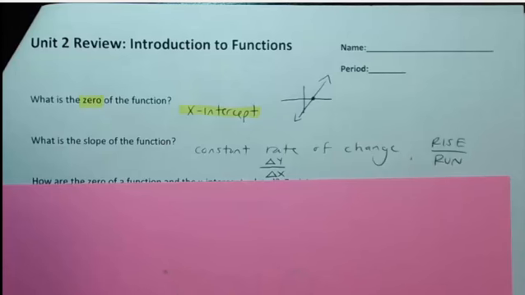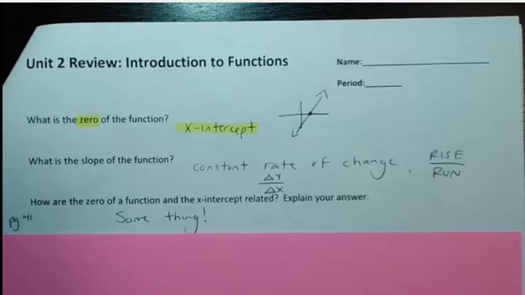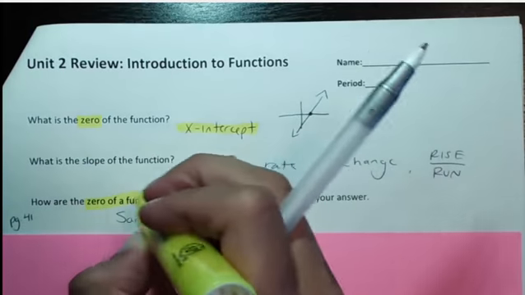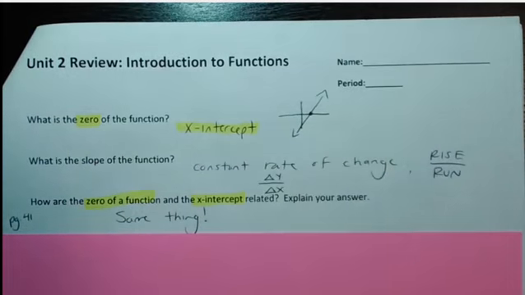Okay, this goes along with this first question. How are the zeros of a function and the x-intercepts related? They're the same thing. Okay, same exact thing.